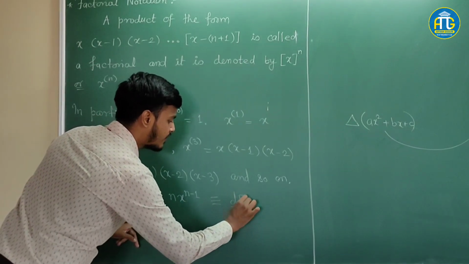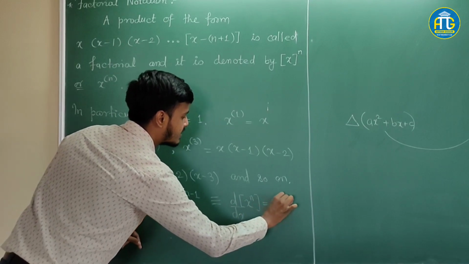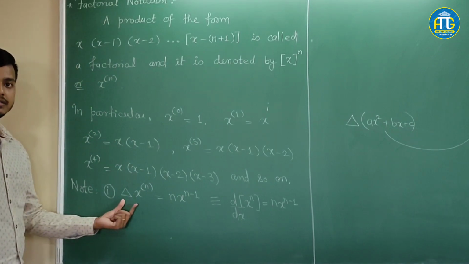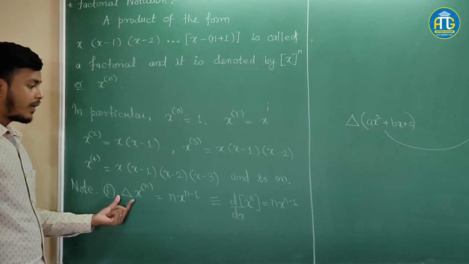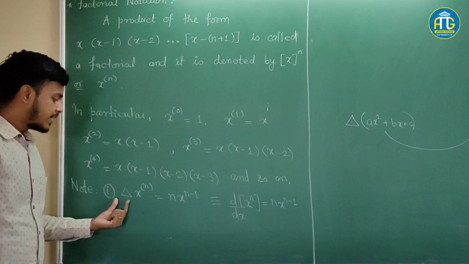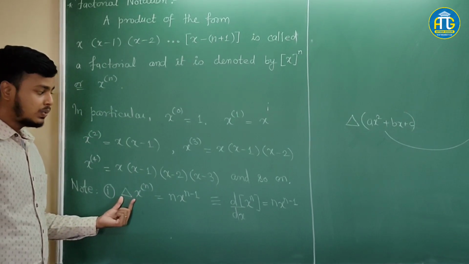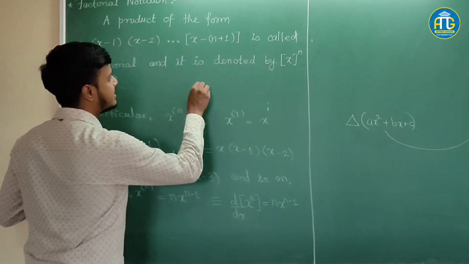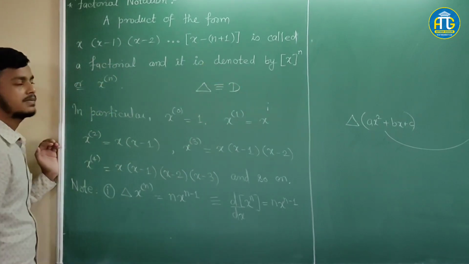d dx of x raised to n is equal to n x to the power n minus 1. So the delta operator in differences acts as, or is equivalent to, the differential. So the forward difference operator is equivalent to the differential operator. So here you can write like this. This is equivalent to this.